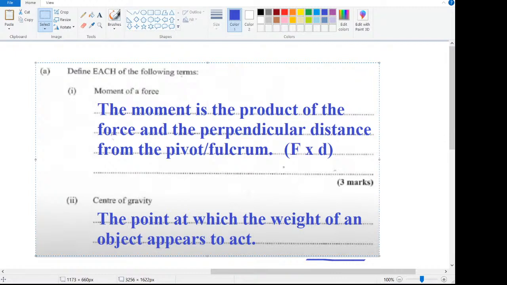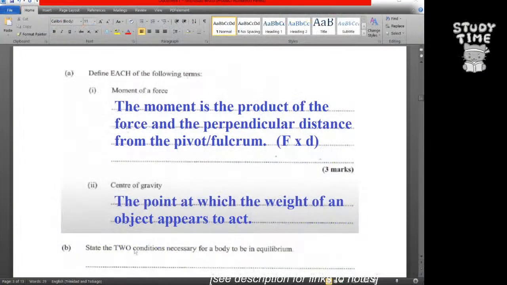Alright, so the next one here is: state the 2 conditions necessary for a body to be in equilibrium. Okay, so equilibrium in this case means you have no net force, no net turning force. So what we want to do there, first the principle of moments is actually something that you're looking to achieve equilibrium.